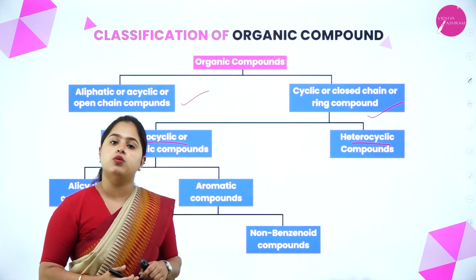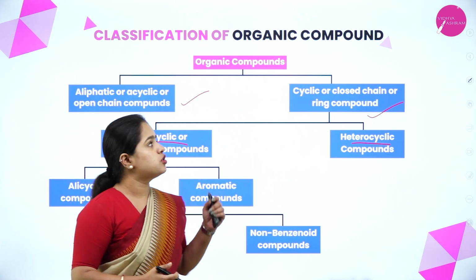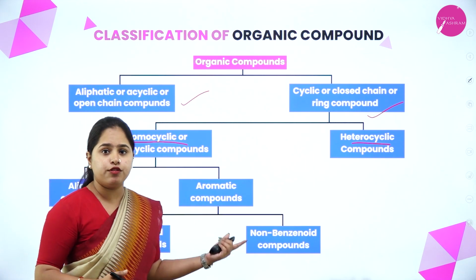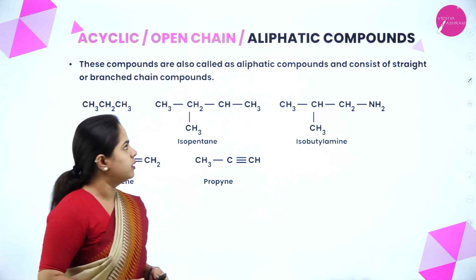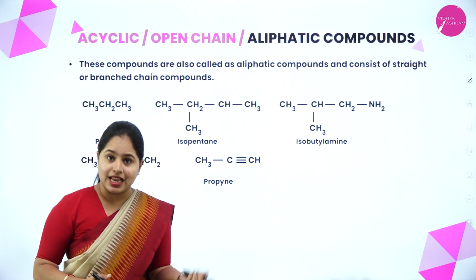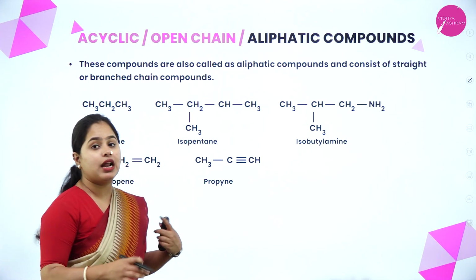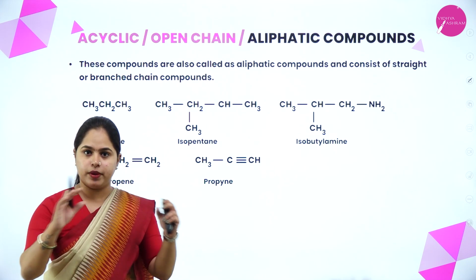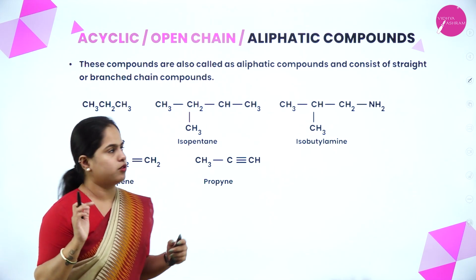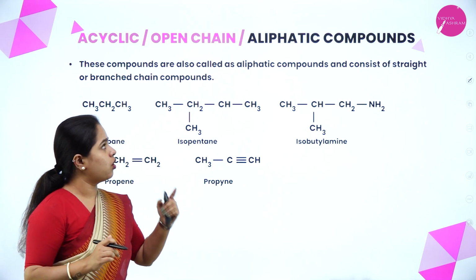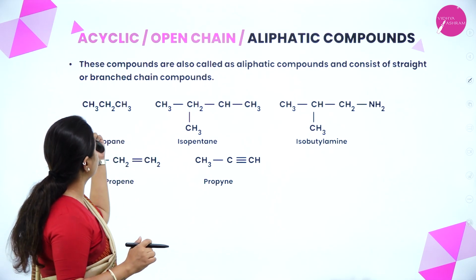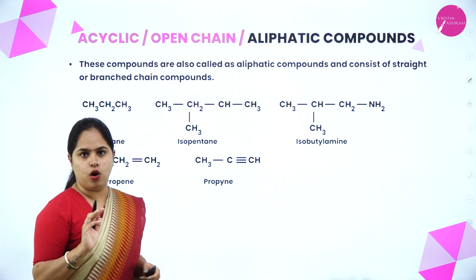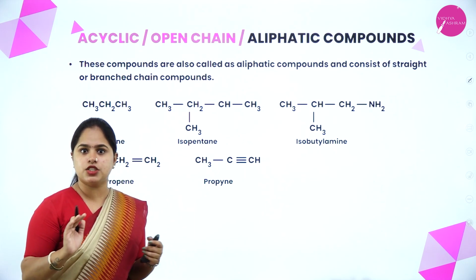Now in detail we are going to study each of it. So the first classification was aliphatic and cyclic. Beginning with the first one, that is acyclic, open chain or aliphatic compounds, there you will not find any ring structure. It will be branched or straight chain compounds, right? These compounds are also called aliphatic compounds and consist of straight or branched chain compounds. That's it. There won't be any ring structures.